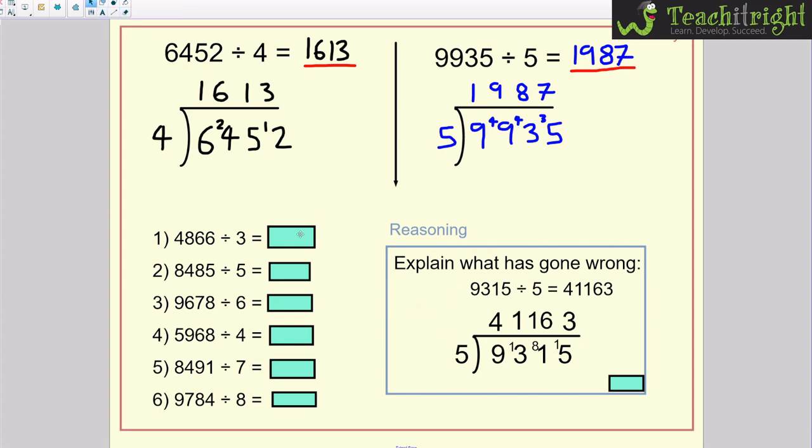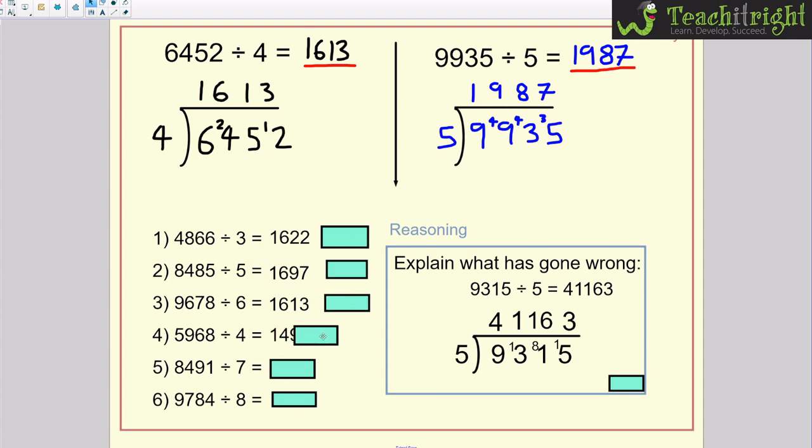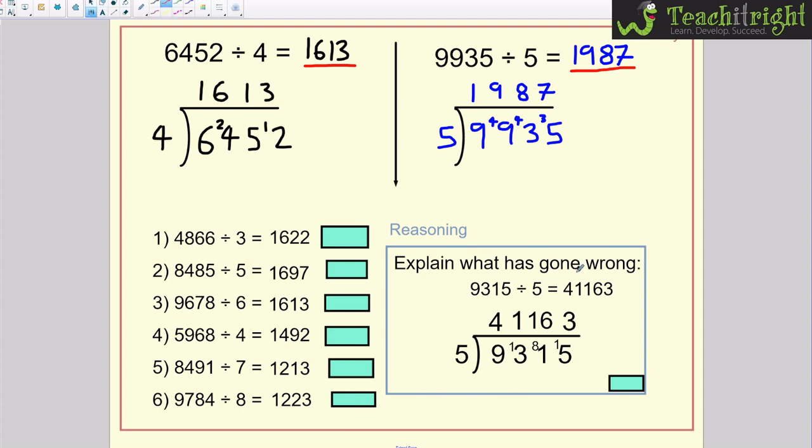Okay, everybody, let's quickly run through the answers. I'm just going to reveal them now. Please utilise them to mark your answers and compare and contrast and see how you've gotten on. Hopefully you agree with these. And what I will say in this case, explain what's gone wrong. Well, the first obvious clue is the number has gotten larger.